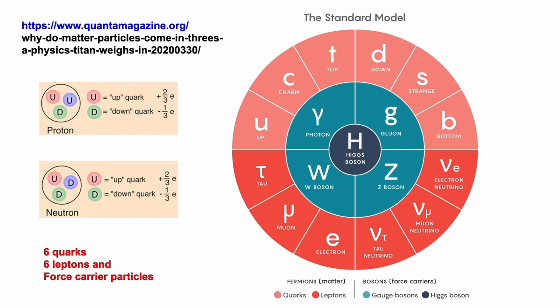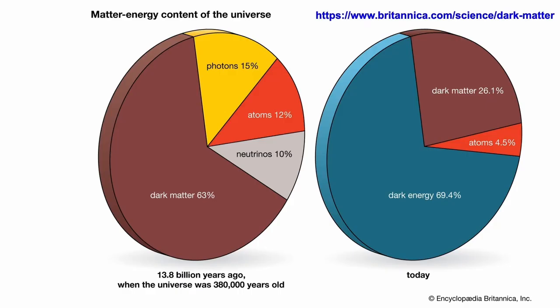Thus, finally we have all ingredients of matter grouped into 6 leptons, 6 quarks, and a few field particles to create the entire universe. The matter energy content of the universe is shown in this picture. Matter is 30.6% of the universe matter energy composition, in which 30.1% is in the form of dark matter.